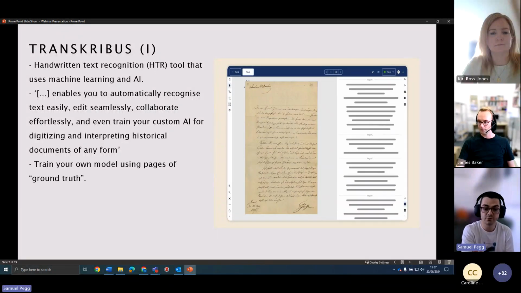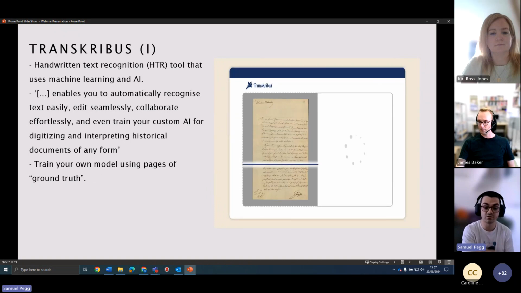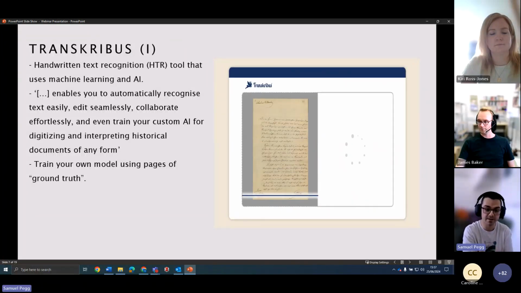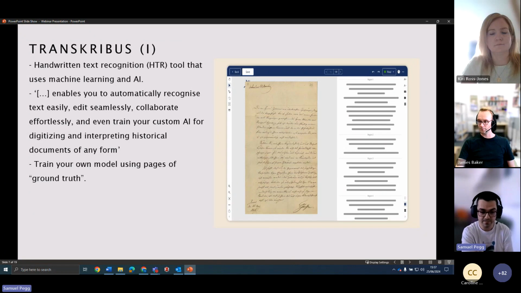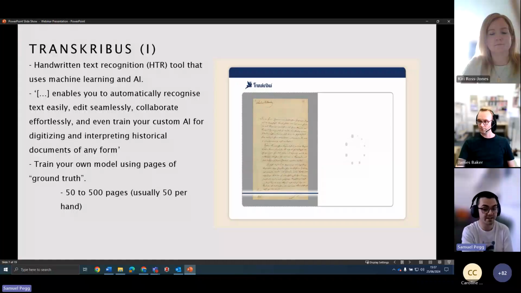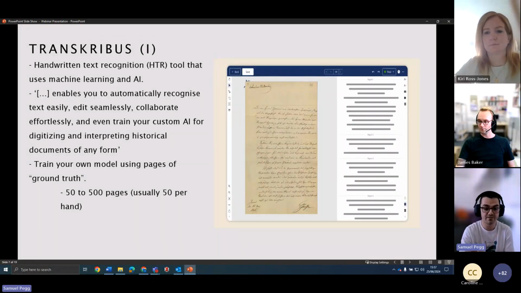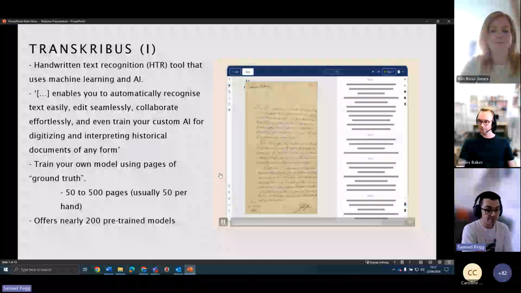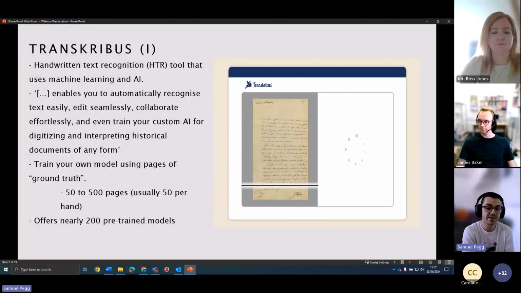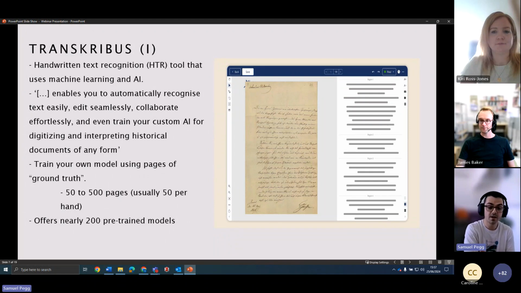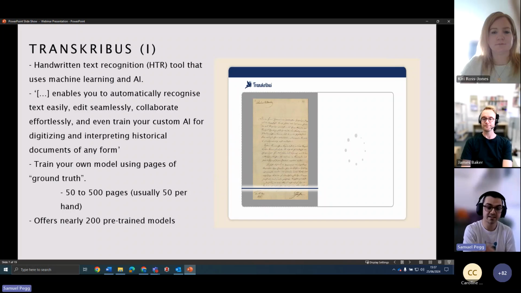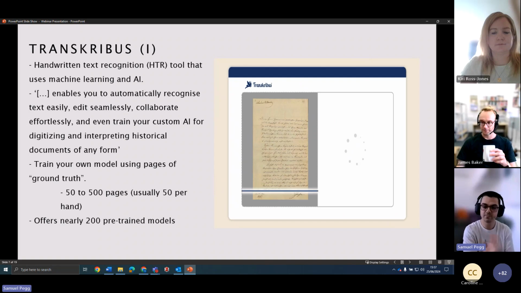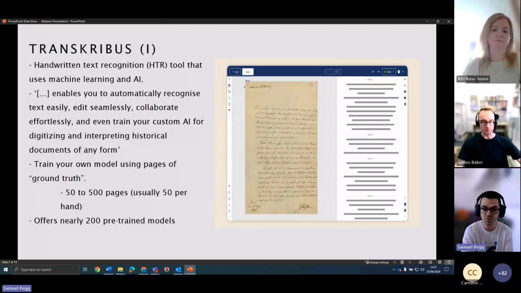How Transkribus works is through a process of training your own models on a selection of ground truth pages. These pages are usually manually transcribed beforehand, which act as a basis for recognizing later pages. And the number of ground truth pages falls anywhere between 50 to 500, usually designated about 50 pages per individual hand. Transkribus, though, offers nearly 200 pre-trained models, which can speed up the manual transcription needed for creating ground truth, and can enhance and back your own models with a lot more training data to draw from. And it's these pre-trained models I will be drawing primarily from for the remainder of this talk.